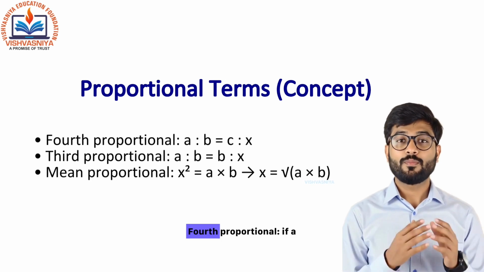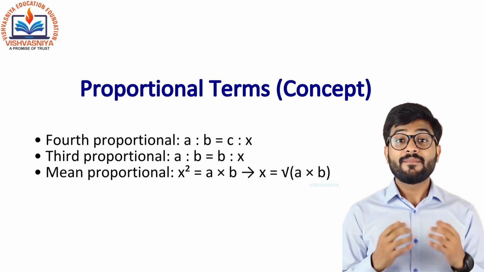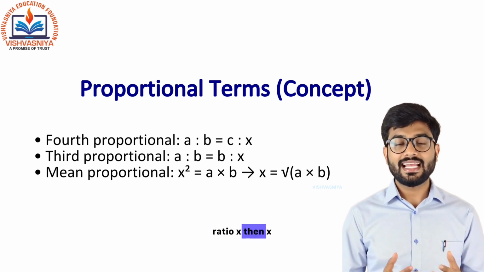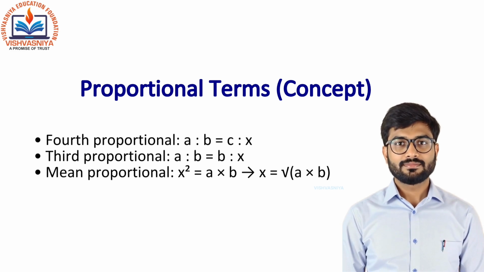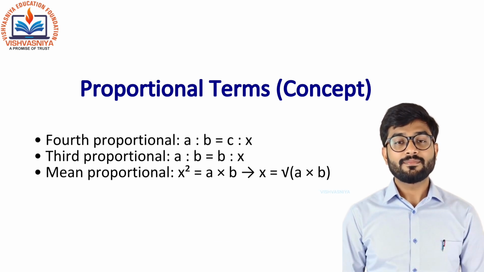Fourth proportional: if a ratio b equals c ratio x, then x is fourth proportional. Third proportional: if a ratio b equals b ratio x, then x is third proportional. Mean proportional: if a ratio x equals x ratio b, then x equals square root of a multiplied by b.